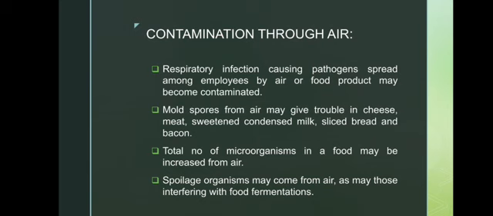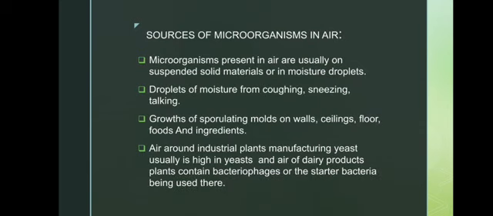These aerosols can settle down on food when the food is not stored properly, or during processing, or it is not closed or handled properly. So this is how contamination through air occurs. And if the infrastructure of the industry is not good, the walls have sporulating molds, and these spores may lead to trouble in cheese, meat, sweetened condensed milk, sliced bread, and bacon.